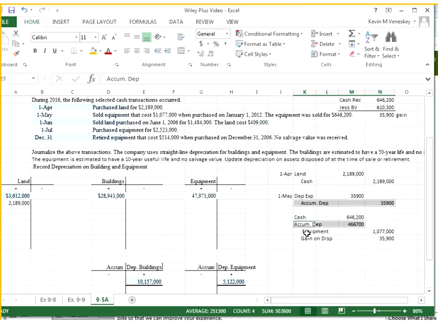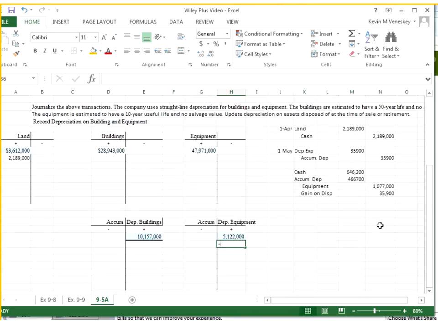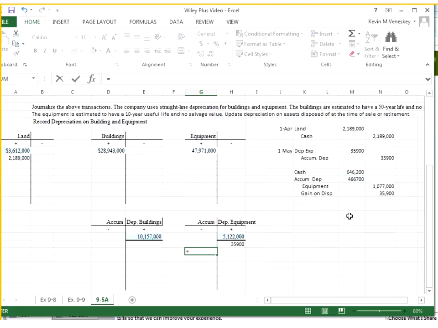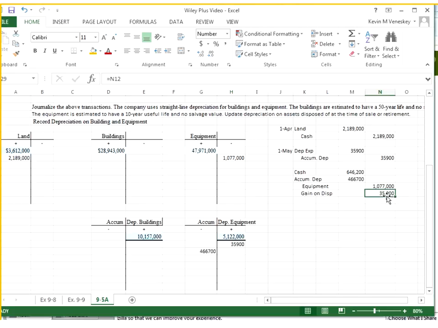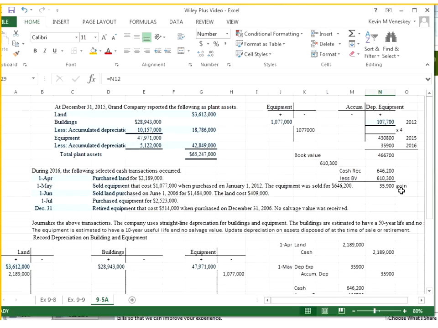Now what I can't forget to do is update all of my items that have T accounts showing. So first thing I need to do is go to the equipment, because this is talking about equipment accumulated depreciation, and I need to add in $35,900. I'm not worried about the cash T account, but now I need to take away from my accumulated depreciation for the equipment $466,700, because that was a debit. I need to credit my actual equipment. That's what my journal entry shows here, this $1,077,000. And remember, gain on disposal, these are treated like revenue and expenses, so they're way on the income statement items. They're not going to show up here in our assets.